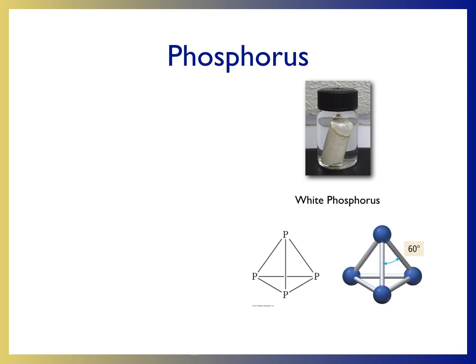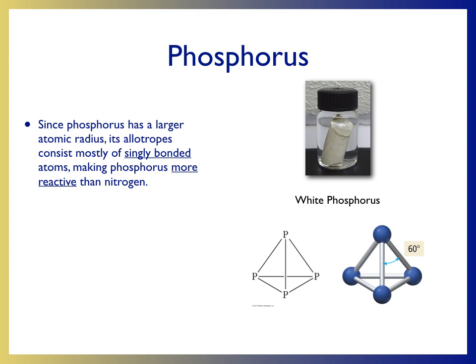Let's take a look at phosphorus. So phosphorus is the third row element, and it behaves a little bit differently from nitrogen. Nitrogen is fairly unreactive unless you have special processes to make things easier. Phosphorus, having a larger atomic radius, tends to form singly bonded structures with other elements and with itself. This makes phosphorus more reactive than nitrogen.